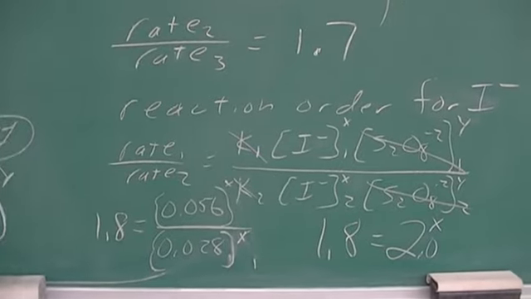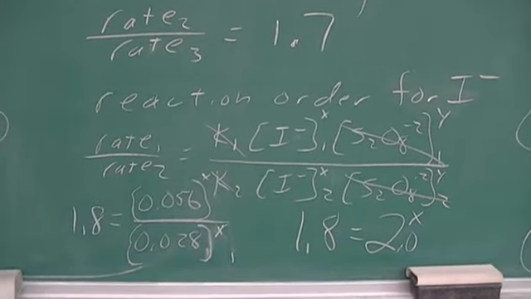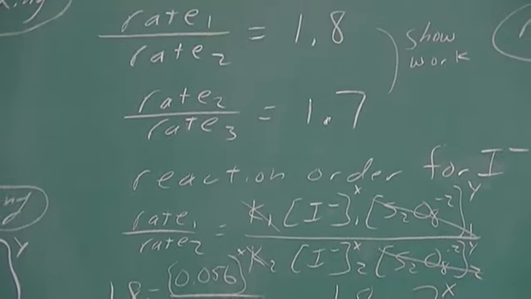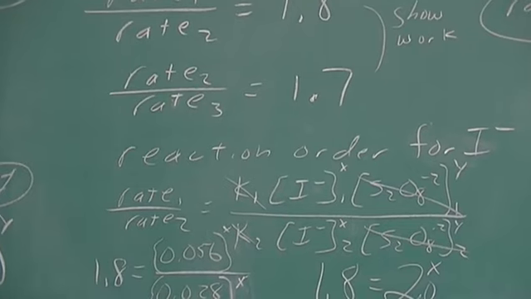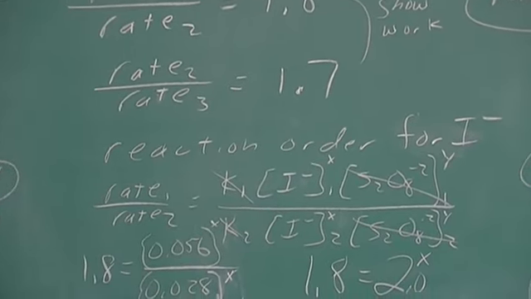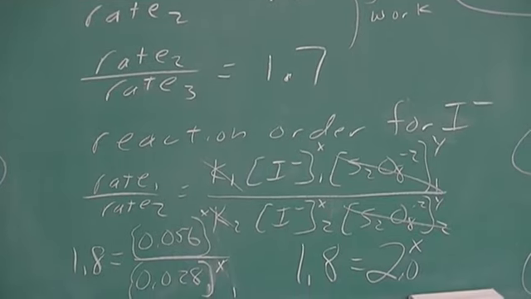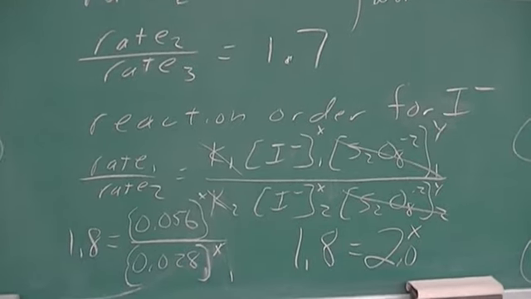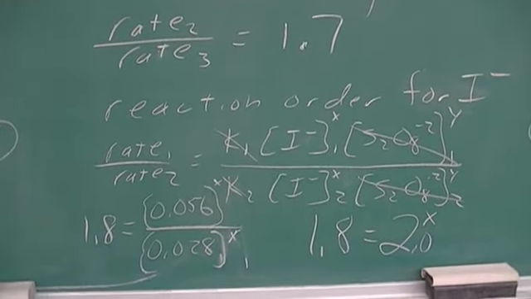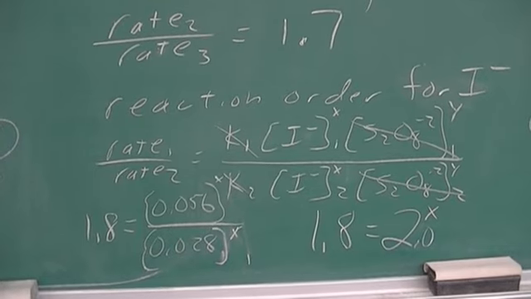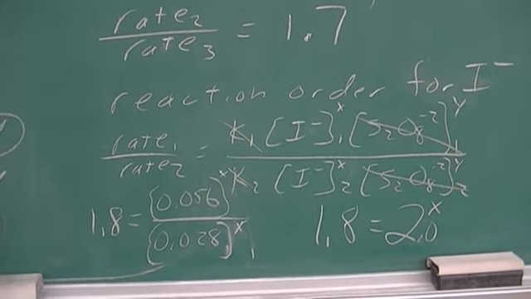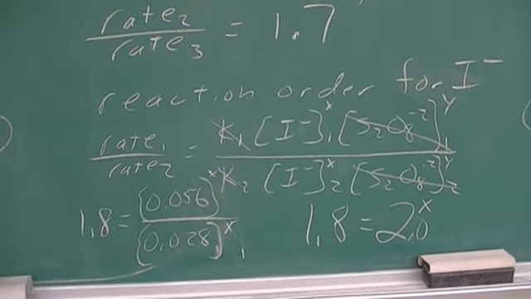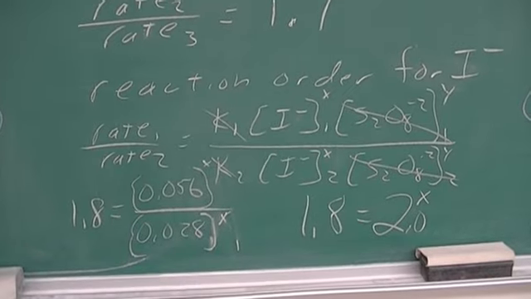All right, so reaction order for I minus. So we're going to take rate 1 divided by rate 2. We already calculated that above. That was 1.8. Then we're going to take K1, concentration of I minus from run 1, raised to the X. The S2O8 minus 2, raised to the Y for run 1. Divide that by the rate 2 law. So that is the rate constant K for run 2. The I minus concentration raised to the X of run 2. The S2O8 minus 2 raised to the Y of run 2.